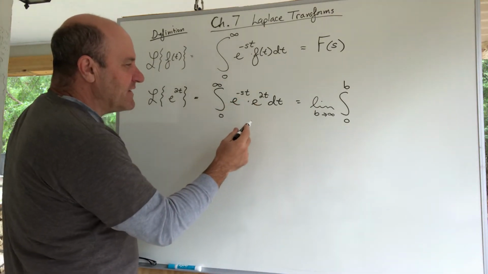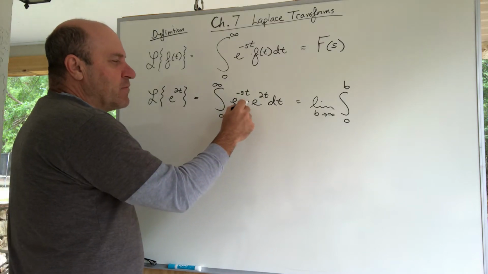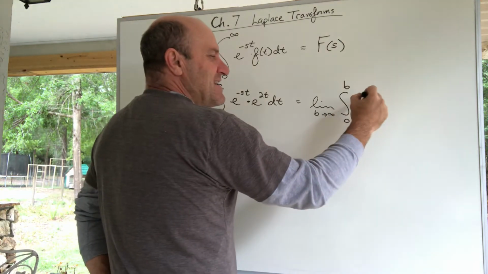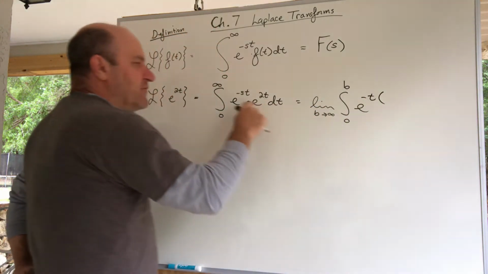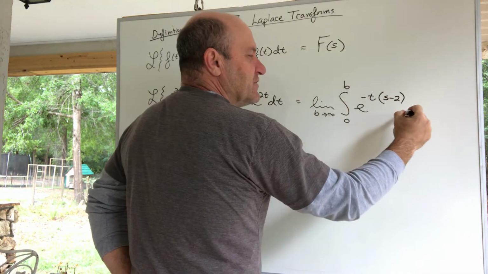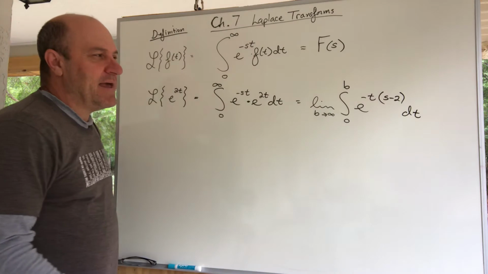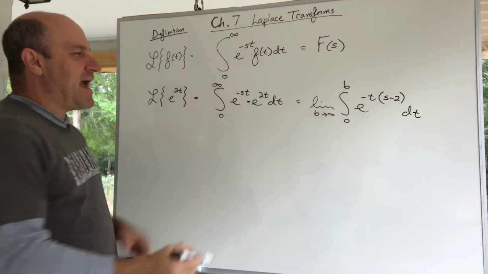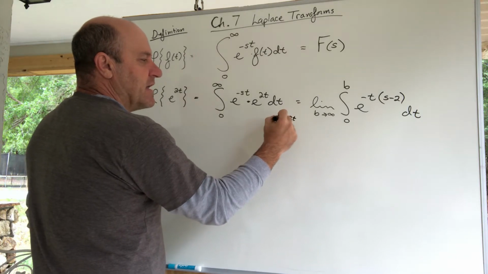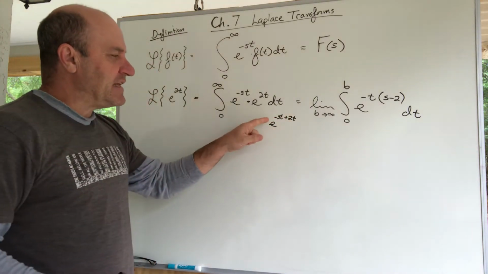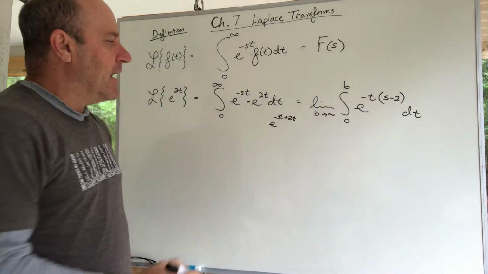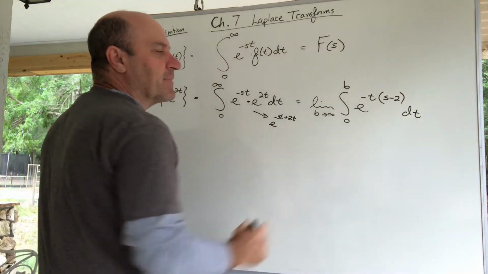Now let me gather it together here. If you're multiplying bases, you can add exponents. And then if I factor out a negative t, I'm left with a positive s minus 2. I hope that wasn't too many steps for you there. But what did I do? I added those together, e to the negative st plus 2t. And then I factored out a negative t, leaving me a positive s minus 2. So I went from here to here.